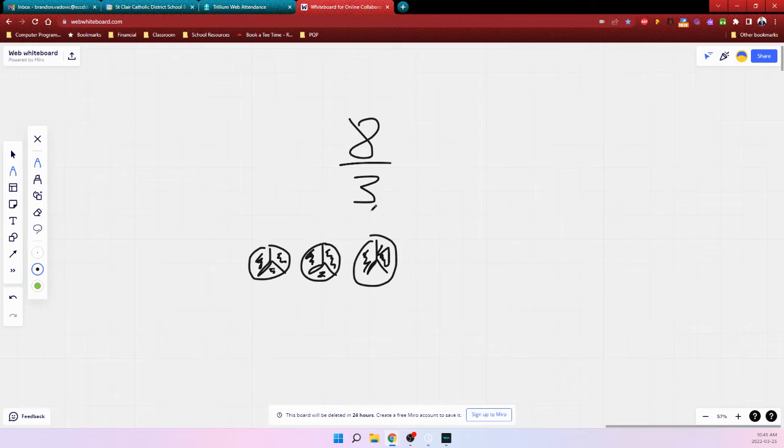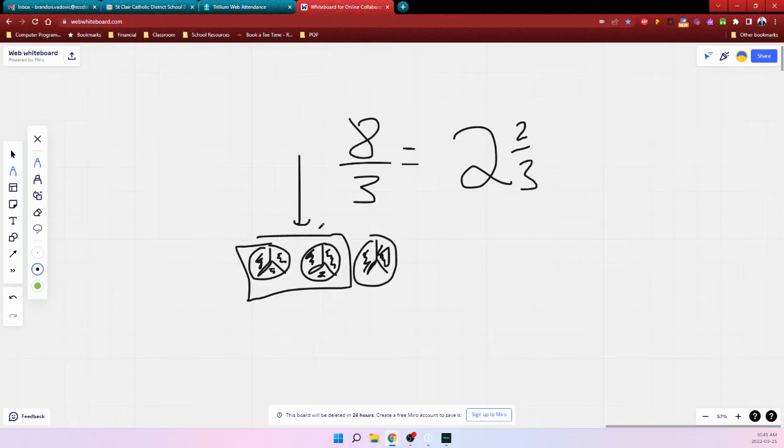And what I can see here is after I've done that, I've got these are 2 wholes, and I've got 2/3 left. 2 wholes and 2/3 left over. 2 selected pieces out of 3. 2 and 2/3. Now again, we could draw these out forever if we wanted to, but sometimes we're going to deal with numbers that are slightly larger.